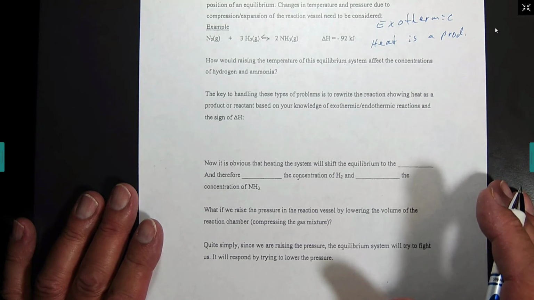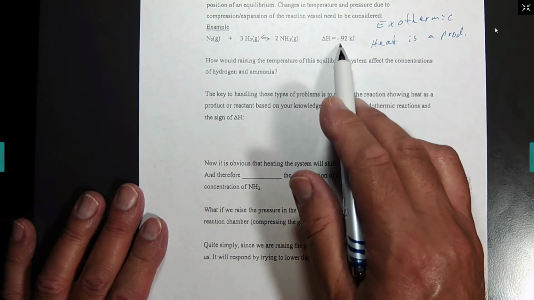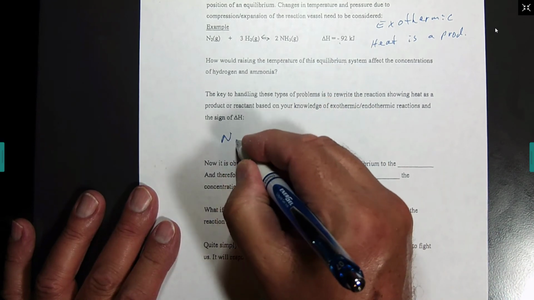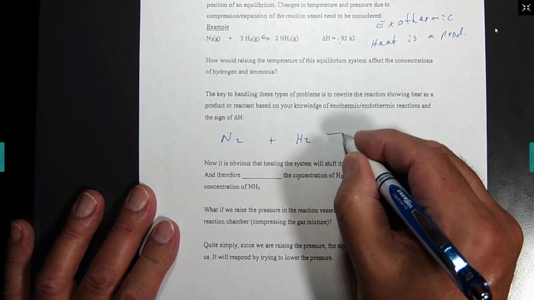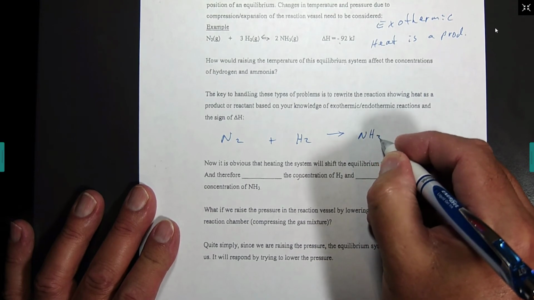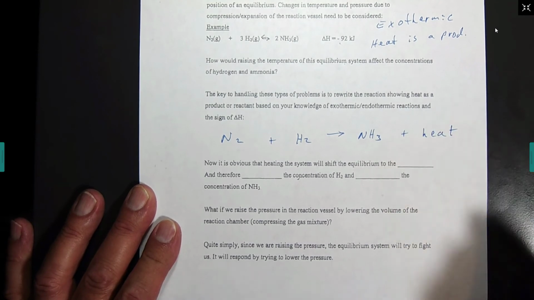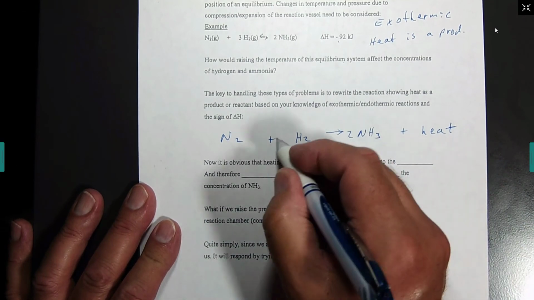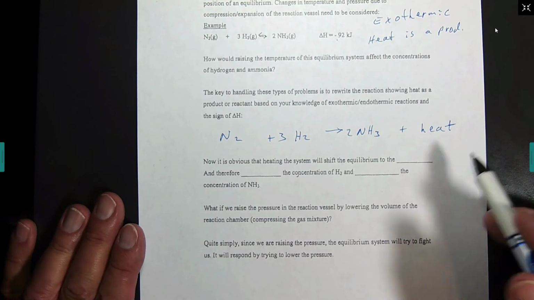and it's involving heat, the way to handle that question is you look at that sign of delta H and you rewrite your reaction. This reaction is your nitrogen plus your hydrogen, and they react to produce ammonia, and the other product is heat. So heat is a product of that reaction. I didn't balance this, so let me do that. So heat is a product.